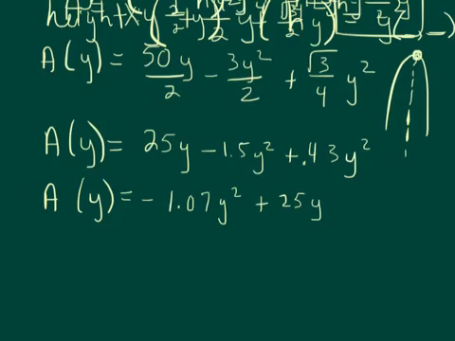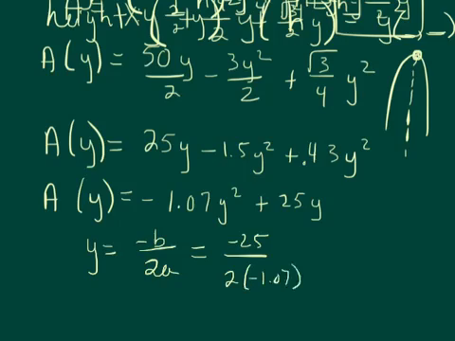Now, remember the axis of symmetry is x equals negative b over 2a? But in this problem, it's not a function of x. What is it a function of? It's a function of y. Okay, so you would really want to write y equals negative b over 2a. And notice, it's just really whatever the variable is in the equation. That's all it is. So negative b over 2a would be negative 25 over 2 times negative 1.07. What do you get for this?